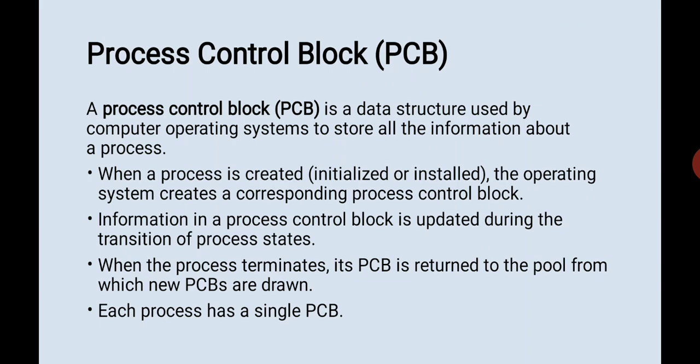Information in a PCB is updated during the transition of process states, right? So, when will the PCB get updated? Whenever there is a process state transition. When the process terminates, this PCB is returned to the pool from which new PCBs can be drawn. So after the termination of the process, the PCB is returned to the pool from where new PCBs are drawn. Each process has a single PCB, right?